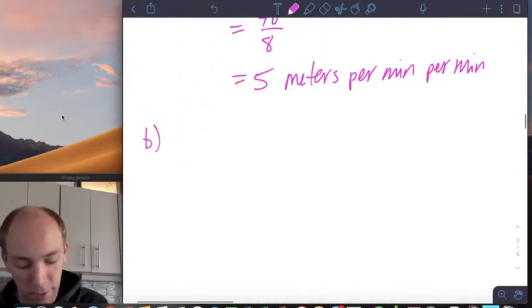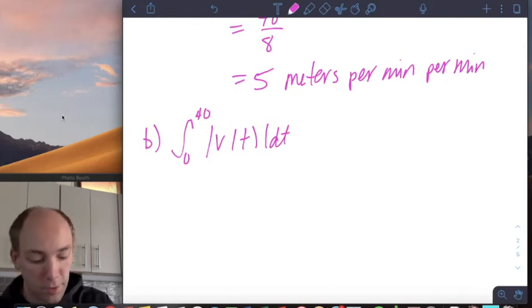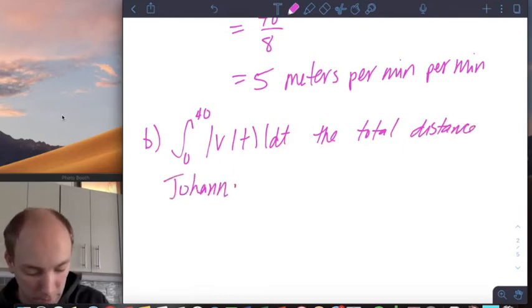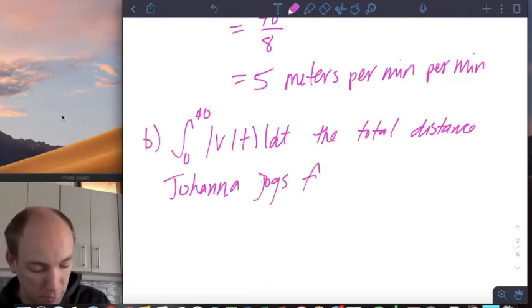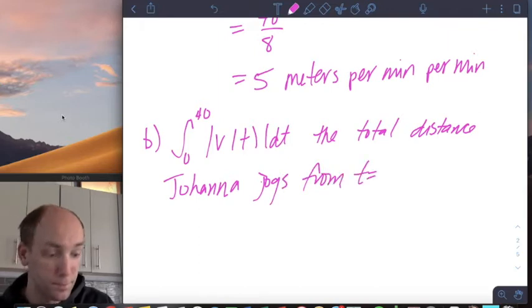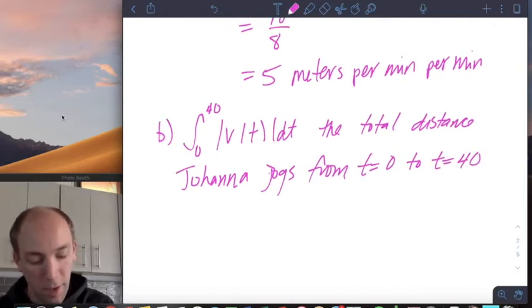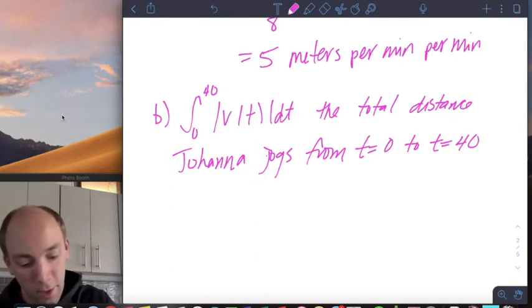For part B, if I take the integral of the absolute value of velocity, that is going to be the total distance that Joanna jogs from t equals 0 to t equals 40. And I would actually want to put the units that she's jogging in, right? So I would say the total distance in meters.